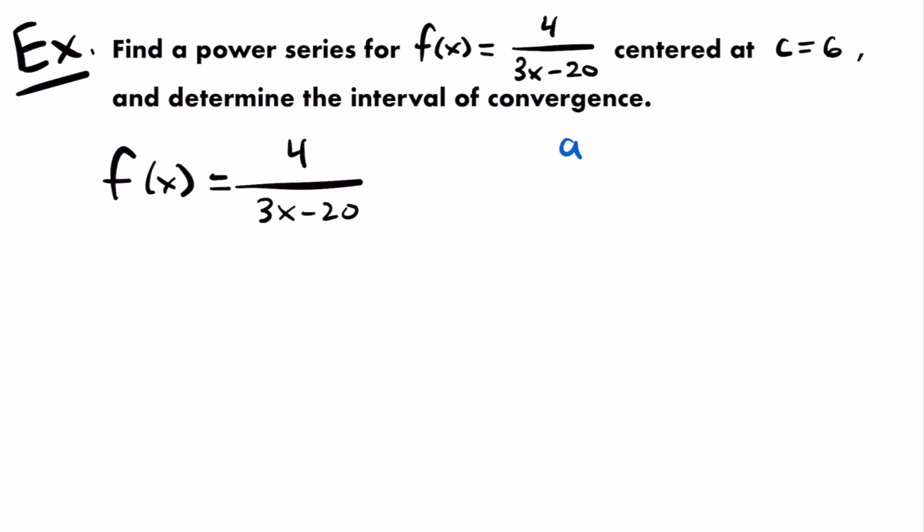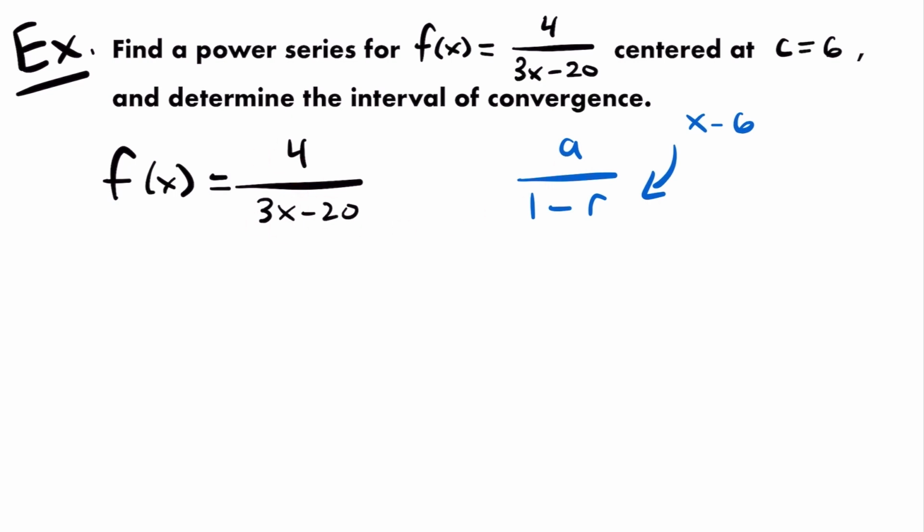We need to have some constant divided by 1 minus some common ratio involving x. In this case, that common ratio needs to involve x minus 6. And that's because we want to find a power series centered at c equals 6. Right, so in the general form of a power series, we had x minus c to the power of n. But in this case, we want our power series to be centered at c equals 6, so we need to have x minus 6 somewhere within that common ratio. Okay, so that's what we're working towards as we manipulate this function to be in this form.